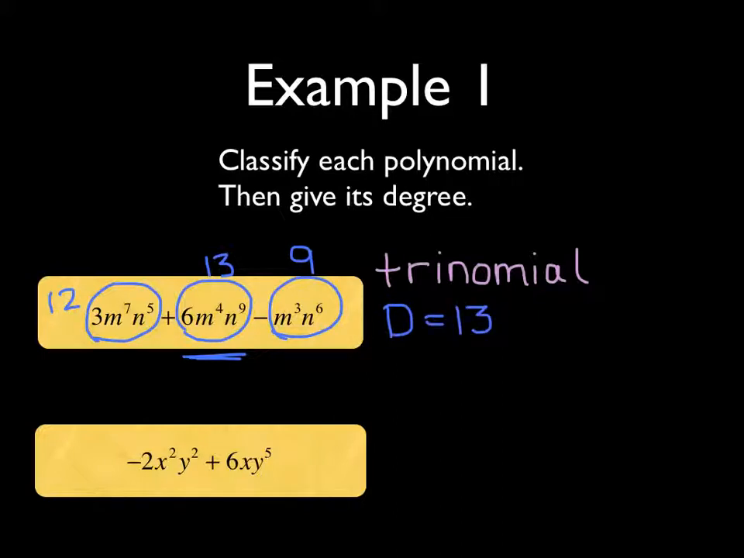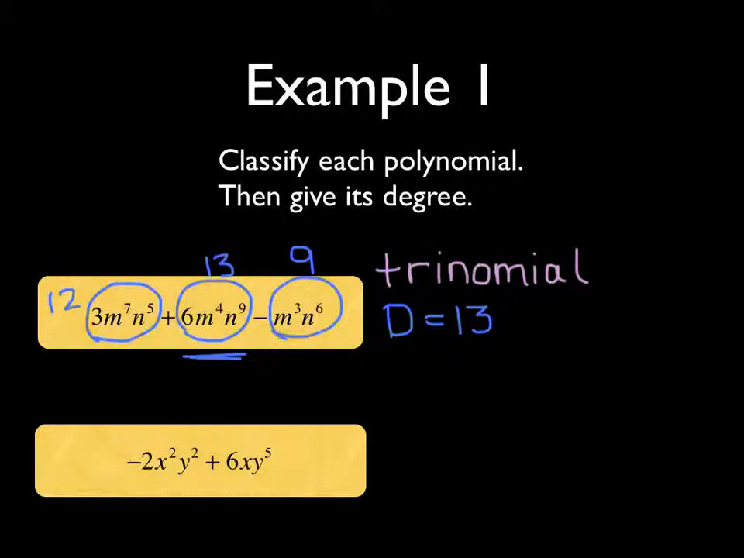And by the way, if I were to write it in standard form, this is the process I would use. I would go this one, and then this one, and then this one. So I want to go in descending order of these numbers. Okay? So when a term has more than one variable in it, add the exponents together.